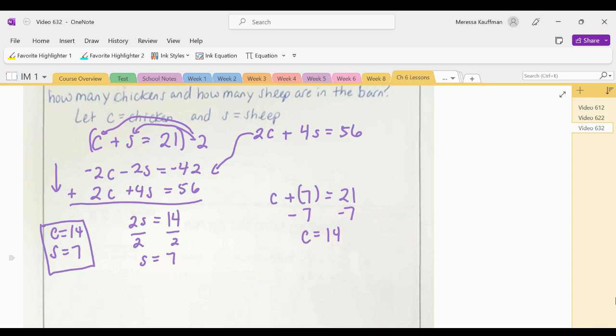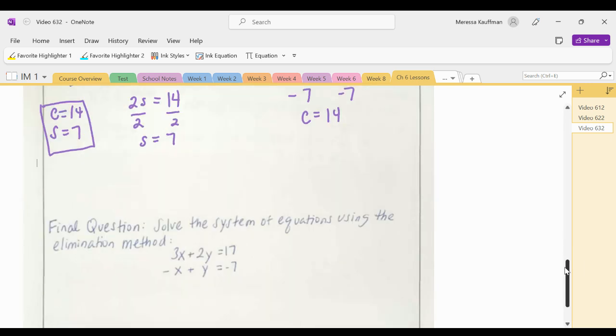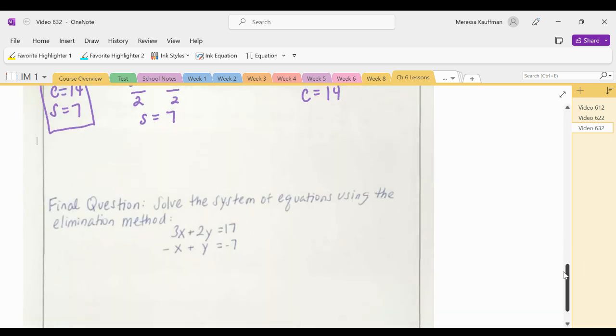All right. You have one more problem to do. It is this one. I'm going to give you a hint on this one, but I want you guys to give it a try. I want you to multiply this whole thing by 3. The reason why I did that was because this is a negative and this is a positive. If I multiply this by 3, I get -3x. It's going to eliminate my x's.